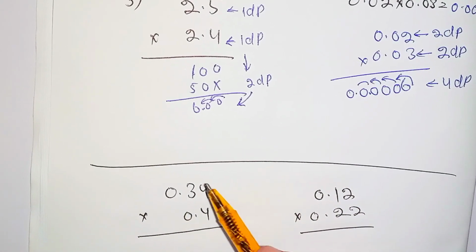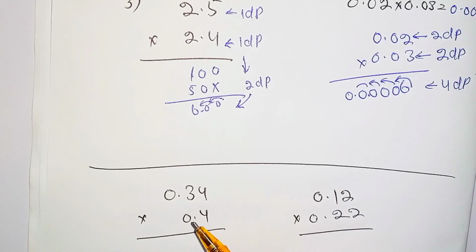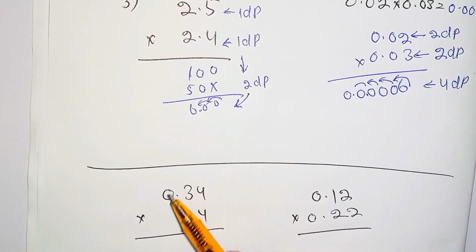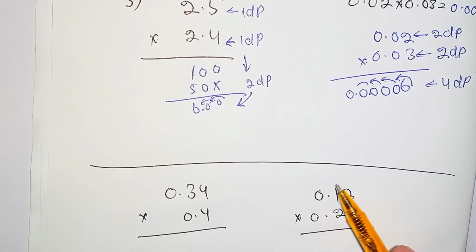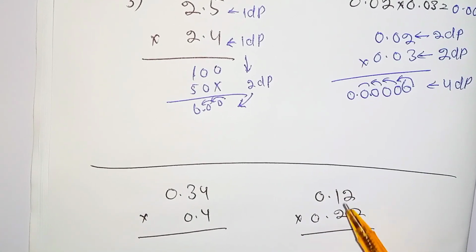Dear viewer, if you have learned the method of multiplication of decimals by decimals, then pause the video and solve this question, 0.34 multiplied by 0.4, and write the answer in the comment section. Also solve this question and write the answer in the comment section.